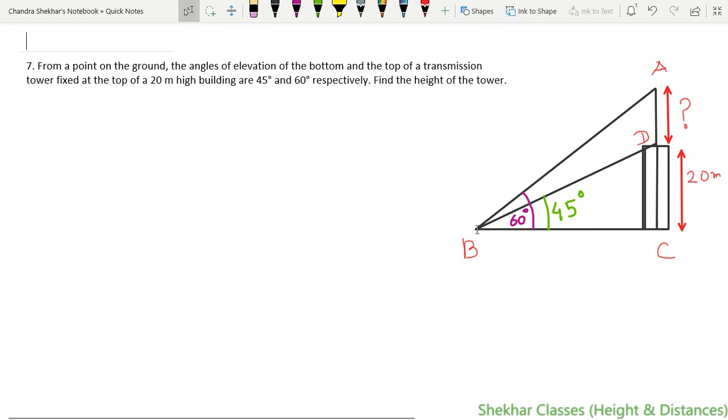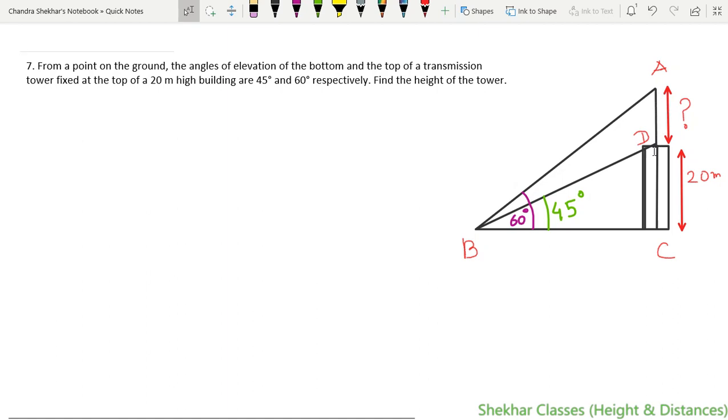From this point the angle of elevation to the bottom of the tower is BD. Here is the length we have drawn. So angle of elevation is 45 degree, and the angle of elevation from that same point B to the top of the tower A is 60 degree. I have marked it here. Now the question arises how to find out the length AD in this case, or we can say the height of the tower.